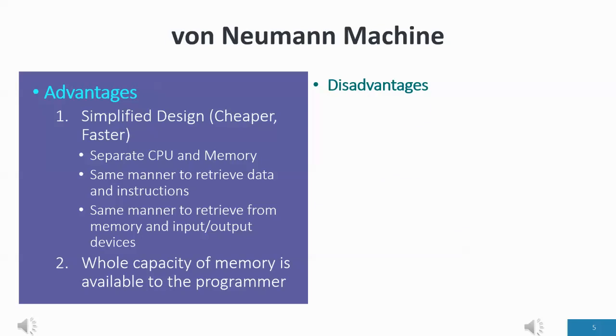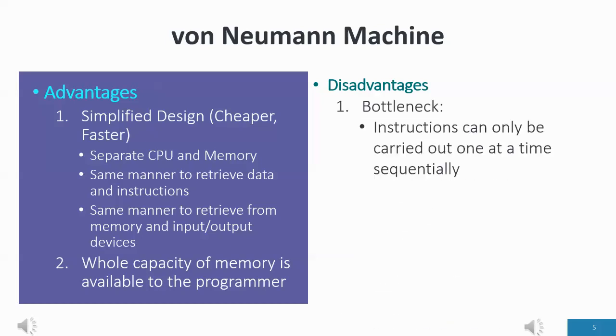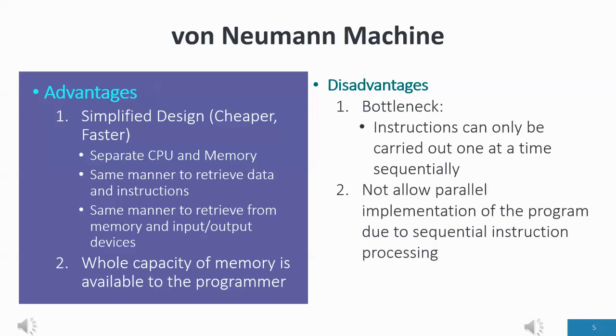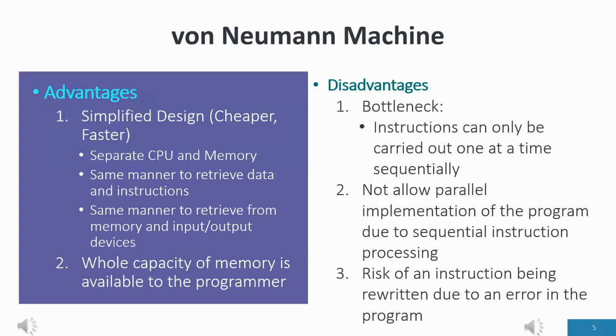Von Neumann machine model also has some disadvantages. One, its bottleneck. The bottleneck is because the instructions can only be carried out one at a time sequentially. Two, it does not allow parallel implementation of the program due to sequential instruction processing. Three, it has a risk of when instruction has to be rewritten due to an error in the program.